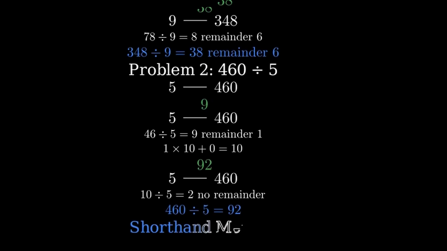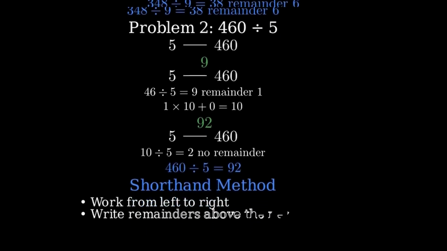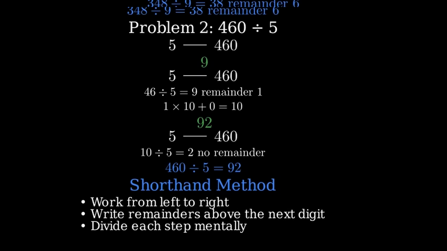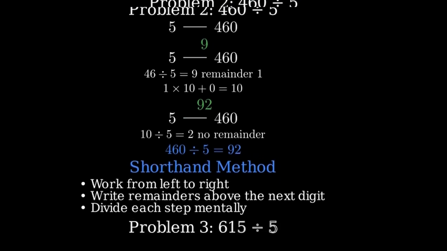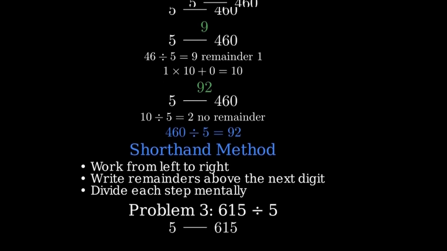Now that we understand the process, let's use a shorthand method to solve the remaining problems more quickly. In the shorthand method, we still work from left to right, but we write the remainders above the next digit. Let's use this shorthand method to solve problem 3, 615 divided by 5. First, we set up our division problem.